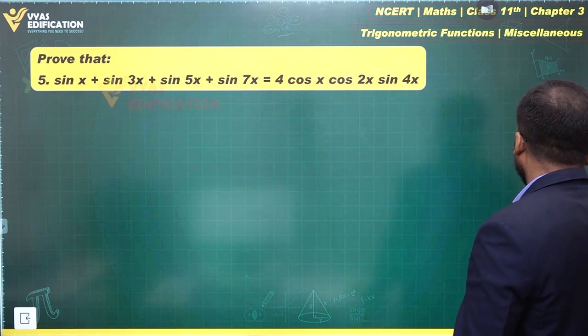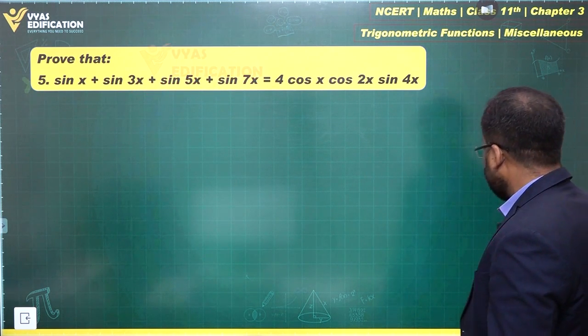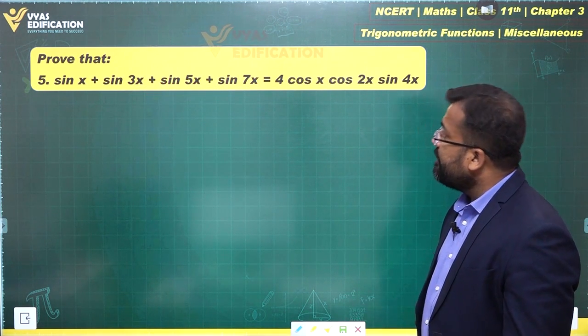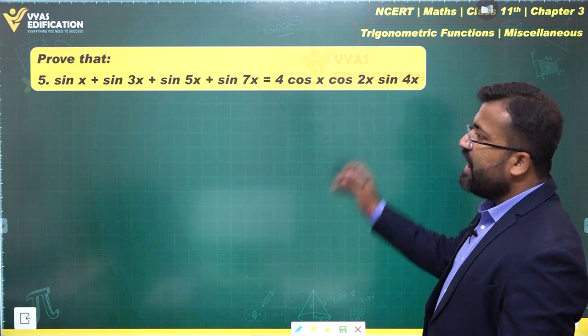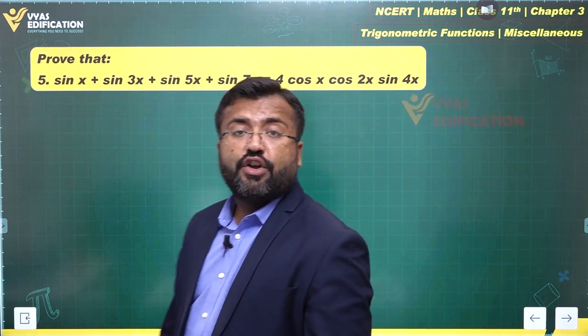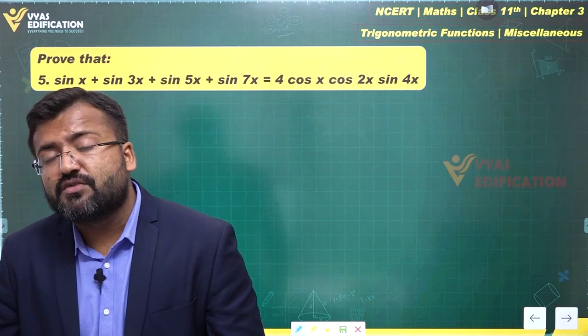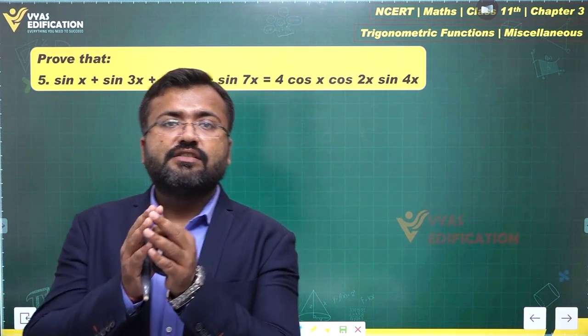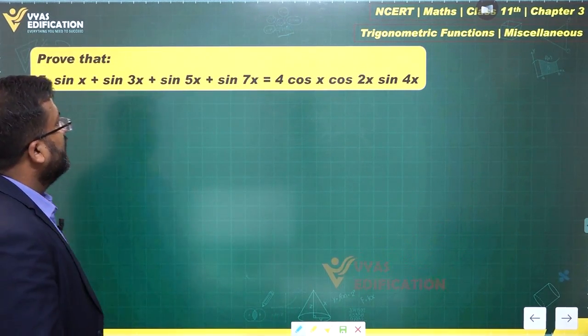What does the question say? If you observe, the LHS has many terms separated by plus signs, right? And on the RHS you have a product of a lot of terms. So what you are simply doing over here is using the transformation formula of converting sum into product.